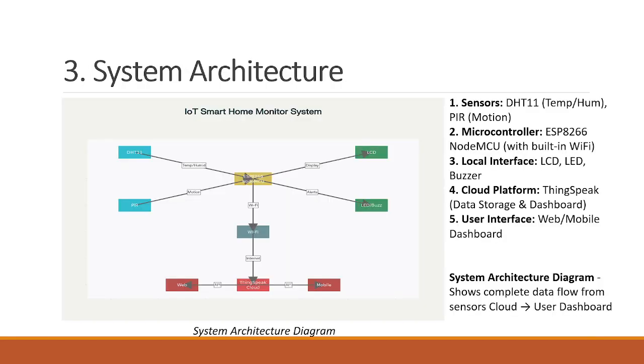Let me explain the system architecture. At the heart of the system is the ESP8266 NodeMCU microcontroller, which has built-in Wi-Fi capability. The DHT11 sensor measures temperature and humidity. The PIR sensor detects motion for security purposes. Locally, we have an LCD display, LED indicators, and a buzzer for alerts.